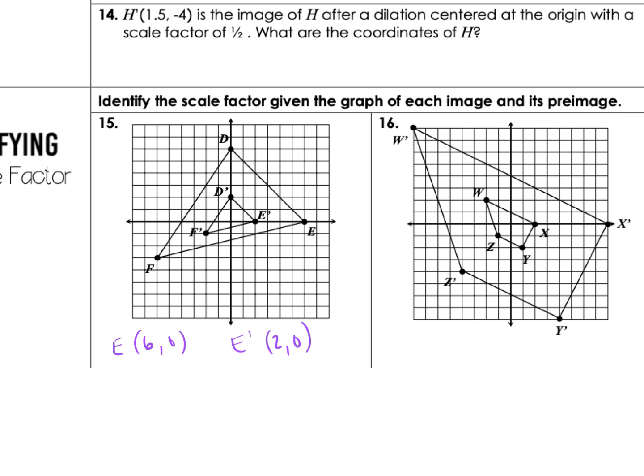Is that okay? Yes. What did I multiply through to get from one point to the other? 1/3. K is 1/3. If it helps, you can do this divided by this. Reduce that number. 1/3. Okay?